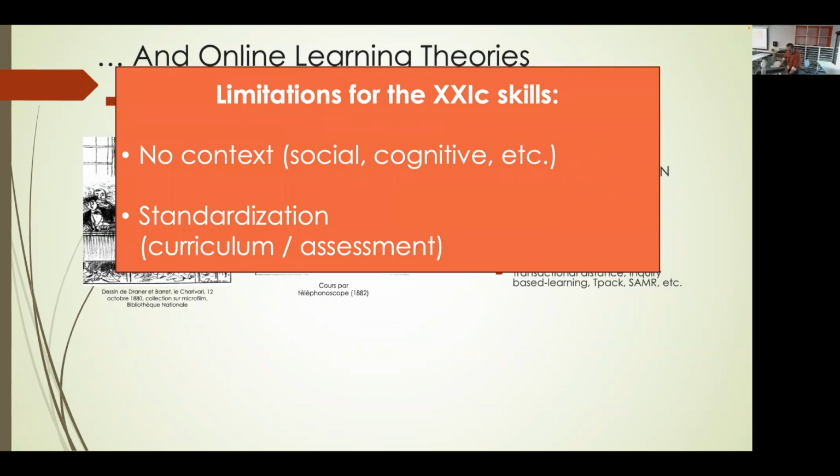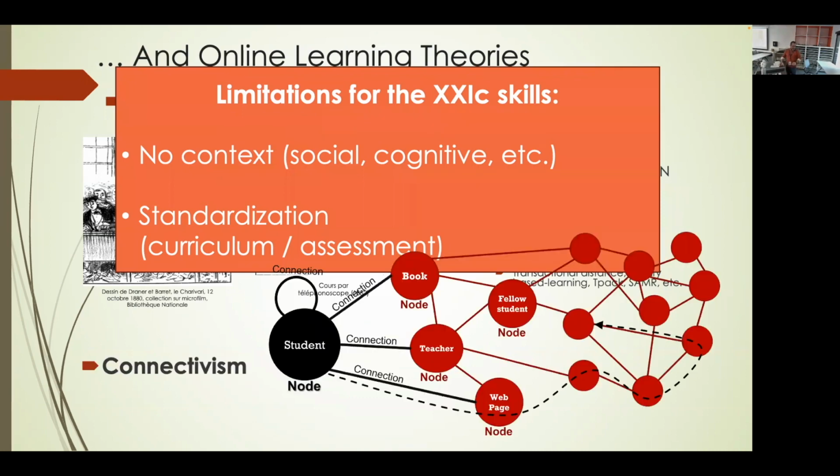We have another theory, connectivism. I present it a little bit like the best, but nobody knows exactly what it is. Connectivism, from Siemens, if I can sum it up, is to put more value in the connection than in the content. It's more important to know how to locate the knowledge than to memorize the knowledge. So no matter if it's content or people.